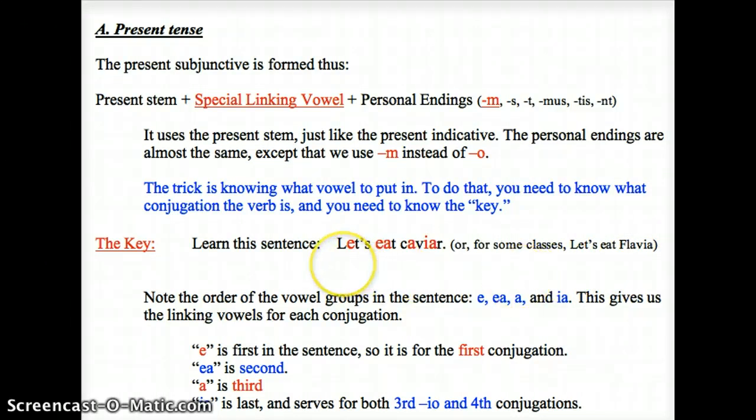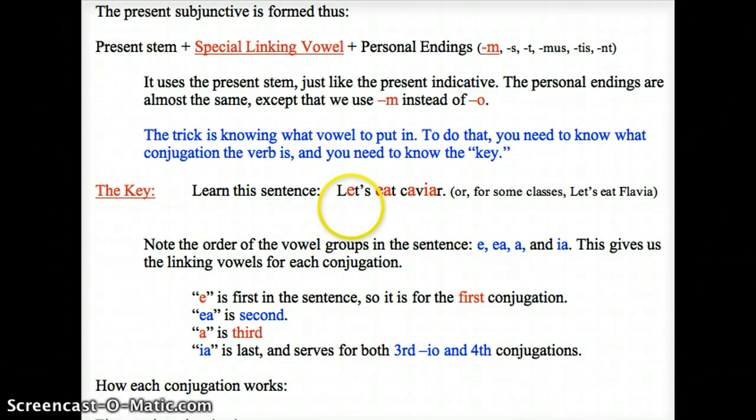The trick here is to understand the order of the vowels in this sentence. Note that the first vowel group in the sentence is an E. Then the second vowel group is EA. The third vowel group is A, and the last vowel group is IA. So E, EA, A, and IA. The order of those gives us the linking vowels for each conjugation. E is for the first conjugation. EA is the linking vowel for the second conjugation. A is third, and IA, the last in that sentence, is for both third IO and fourth conjugations.